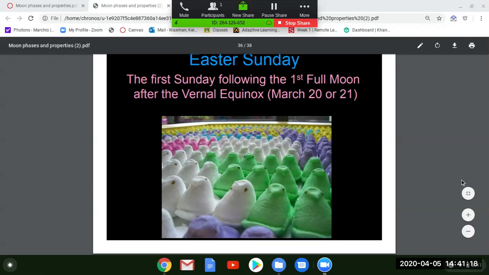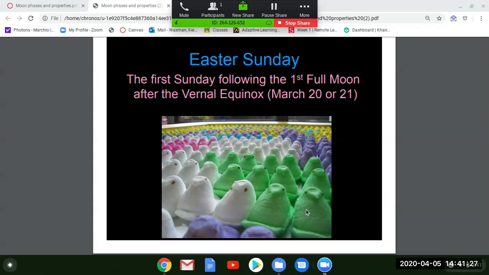I had to get a picture of peeps here. A whole, I don't know what a bunch of peeps is called. Is that like a gaggle? Not a herd. It's like chicks. A herd of chicks. Maggie, what's a herd of chicks called?